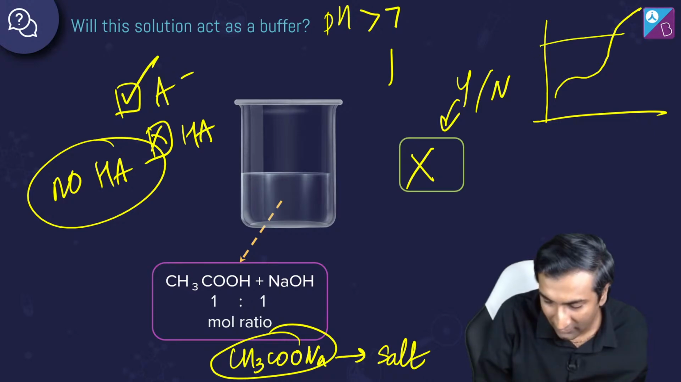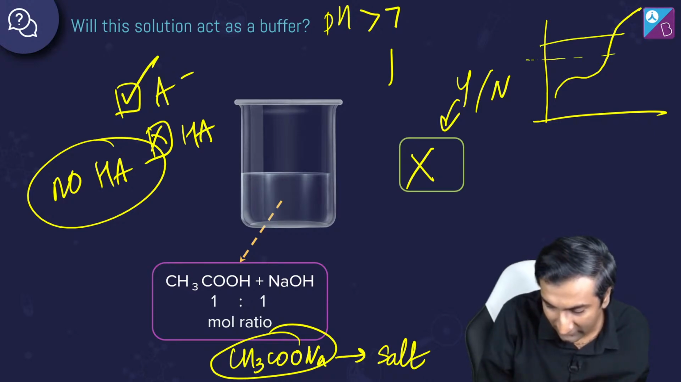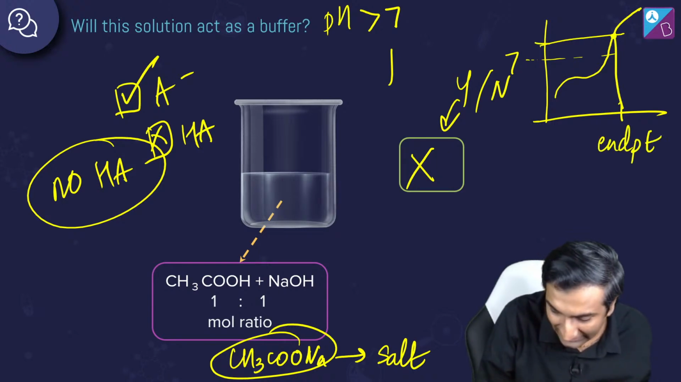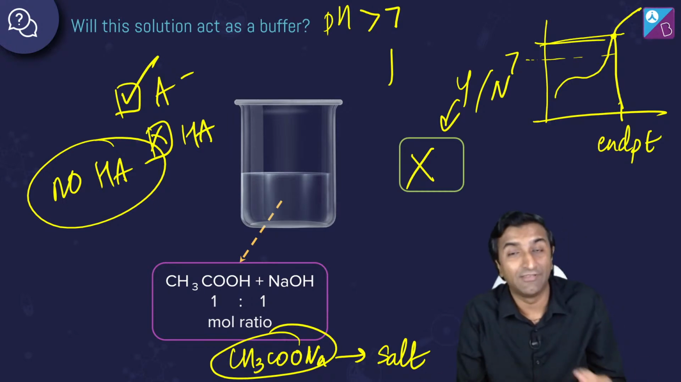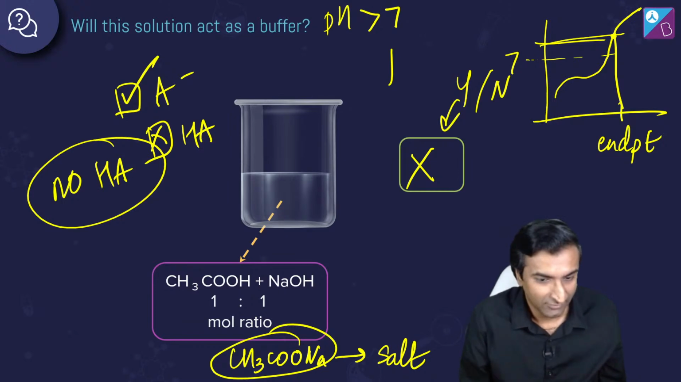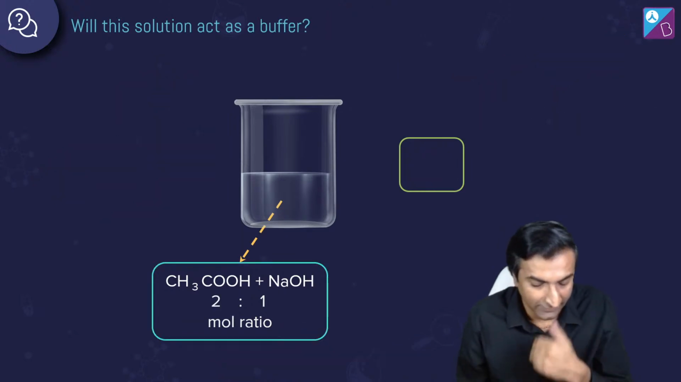उसका जो end point है, if this is 7, the end point of the graph, which is this, this is the end point, is exactly this. यही है end point graph इस titration का, ठीक है? And this is not going to be a buffer. Okay, cool.